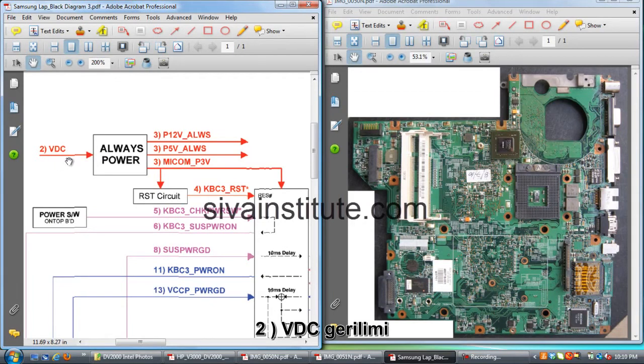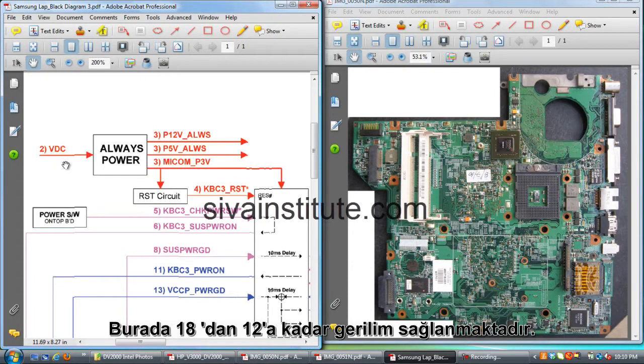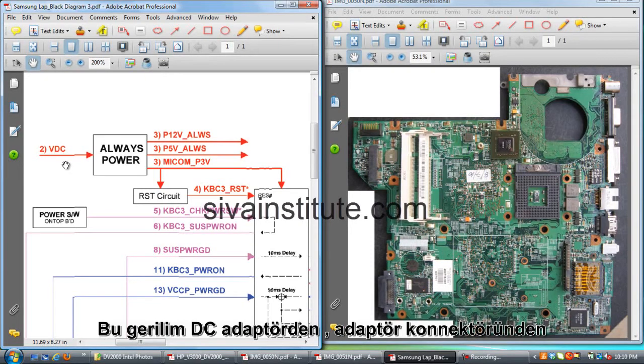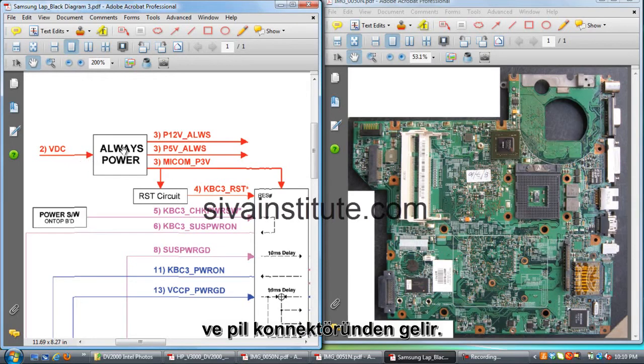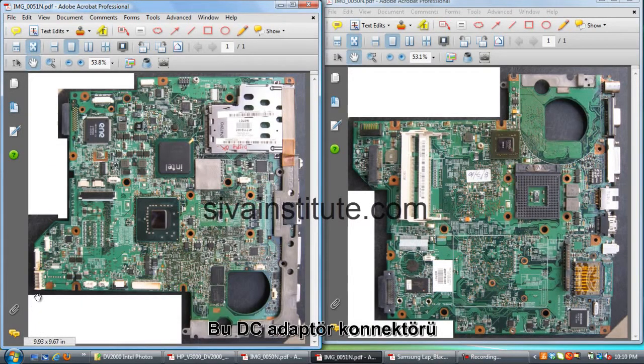Number 2, VDC, voltage DC. This is 18 volts or 12 volts DC. This voltage comes from the adapter, the DC adapter connector, or the battery connector. Always power. This regulated voltage goes to 5 volts and 3.3 volts. This voltage goes to the 5 volts and 3.3 volts regulator IC. This is the DC adapter connector.